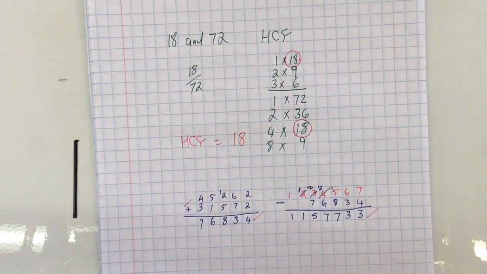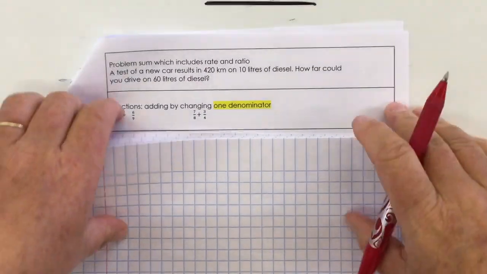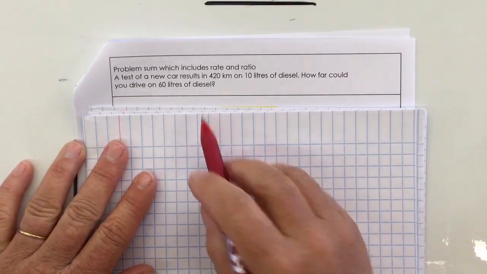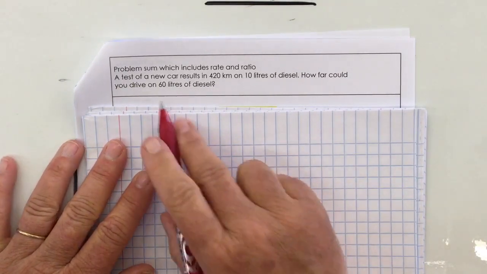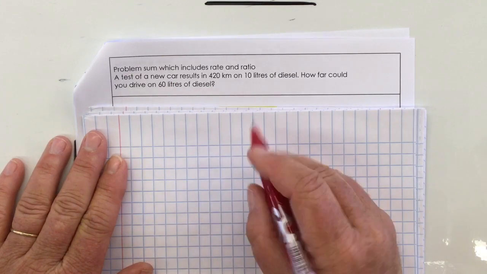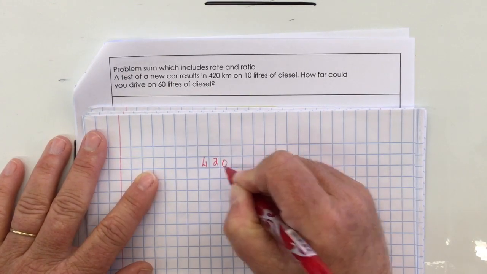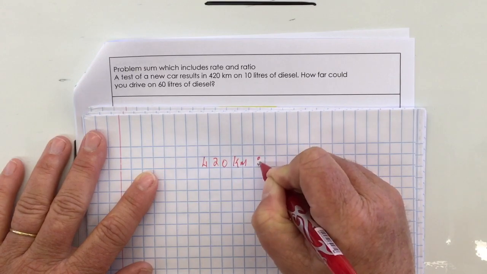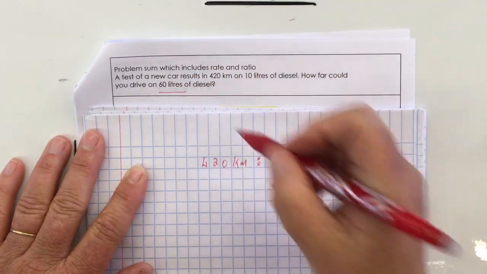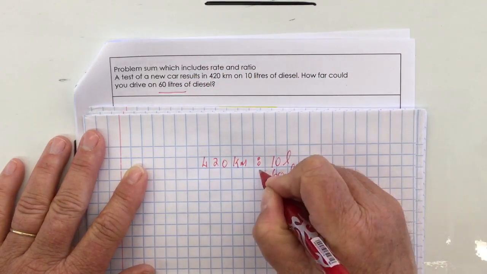Right, let's move on. Rate and ratio. Am I on? Yes, I am. Move it up. Okay. Rate and ratio, pretty straightforward. I've got a test of a new car results in 420 kilometers and 10 liters. So it's 420 kilometers, dot, dot, 10 liters. How far could it go in 60 liters? Liters under liters. This is straightforward.